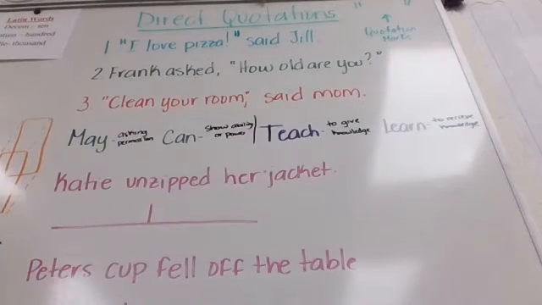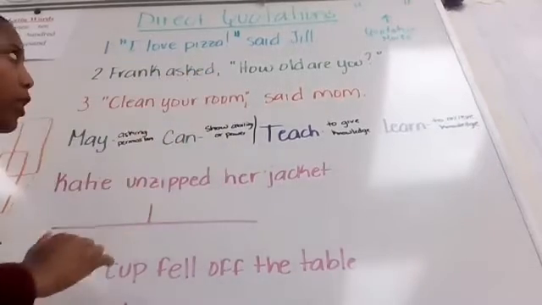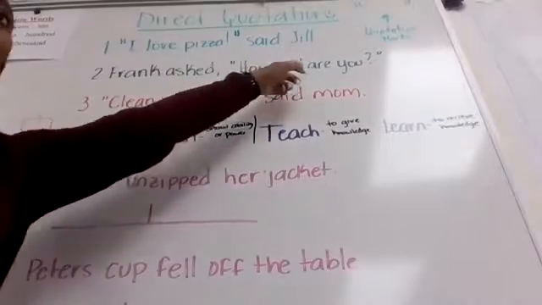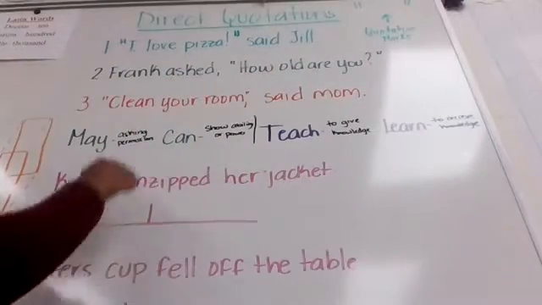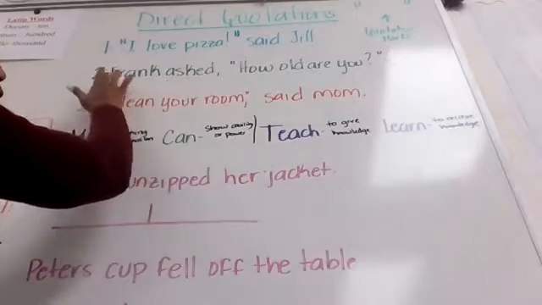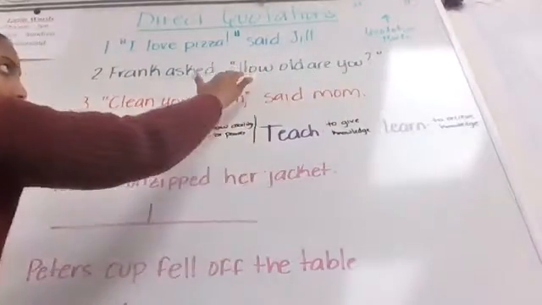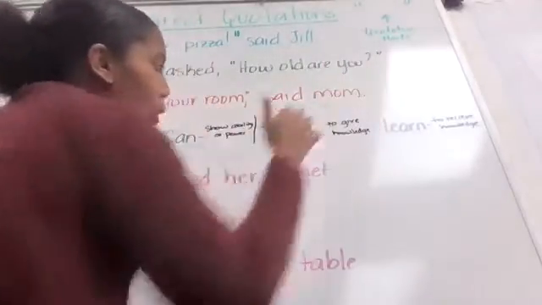Now I get it. The comma goes only if who spoke is first. I wouldn't put the comma here because the quotation is first. But when the quotation goes last, then you put the comma. So again, who is speaking is first? Frank asked, comma. Then it tells us the quotation. He said, "How old are you?" Question mark. We finish it with the quotation mark.